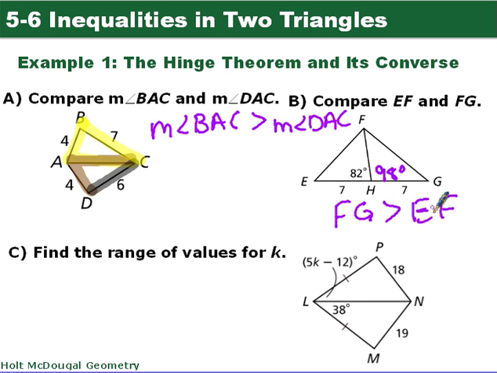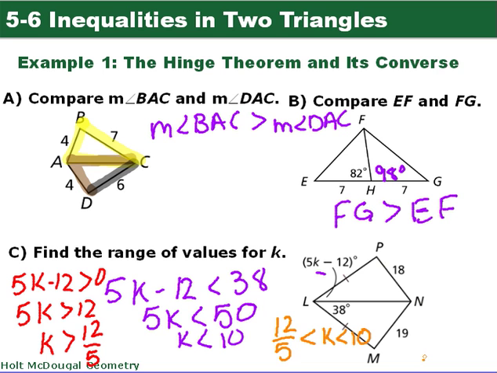And now for the last example, we're finding the range for K. Here we know that 5K minus 12, this angle, has to be less than 38 degrees, because PN is less than MN. Solving for K, our first inequality, we know that 5K minus 12 has to be less than 38. Solving for K, K has to be less than 10. That gives us our upper limit.